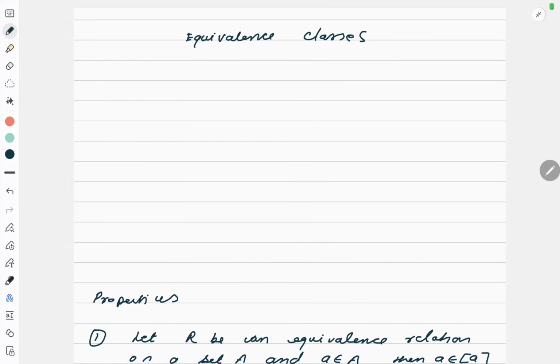Hello students, in my last class I told you what is equivalence relation. Now I'll explain to you an important concept, which is equivalence classes and partitions. Now what exactly is an equivalence class?